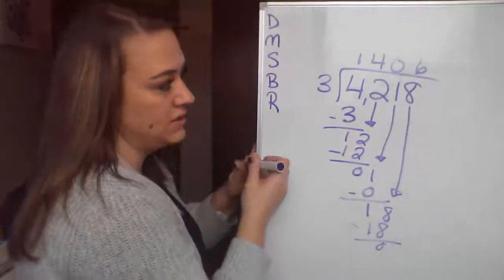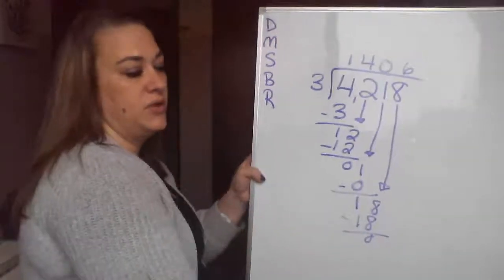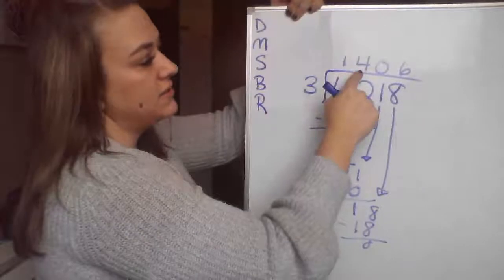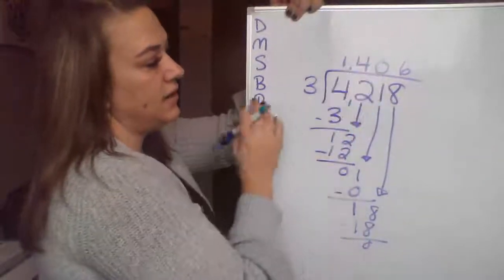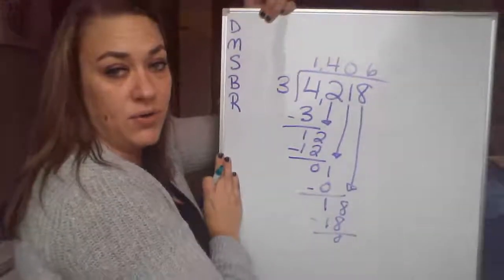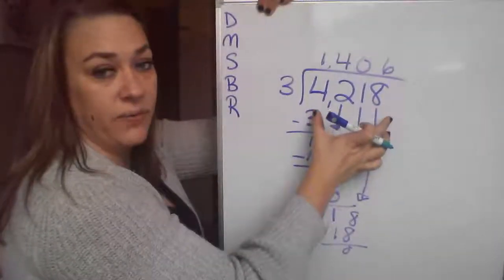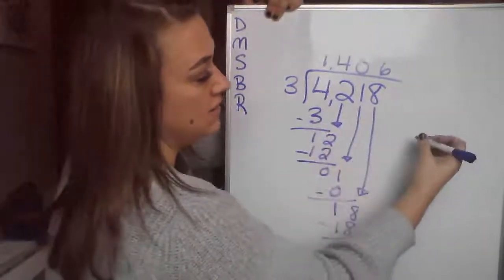No remainder. And then we're going to check it with multiplication. Make sure we did our math correctly. So if I have 1,406 as my quotient, I'm going to multiply that by my divisor, and I should get my dividend of 4,218.